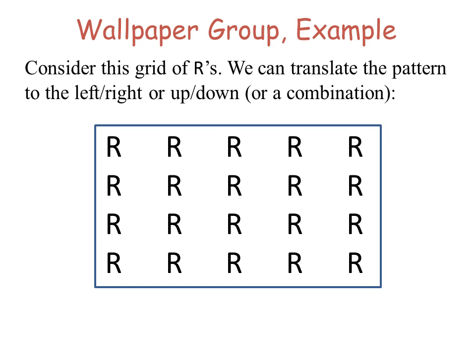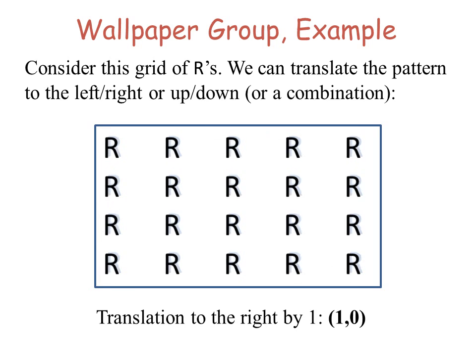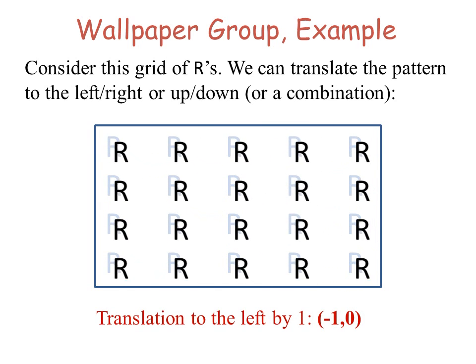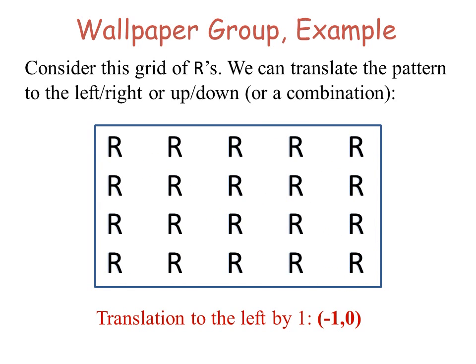Consider the grid of R's. We can translate the pattern left-right, up-down, or a combination of these. We can translate to the right by 1. We associate this with a pair 1, 0. We can translate to the left by 1. We associate this with a pair -1, 0.